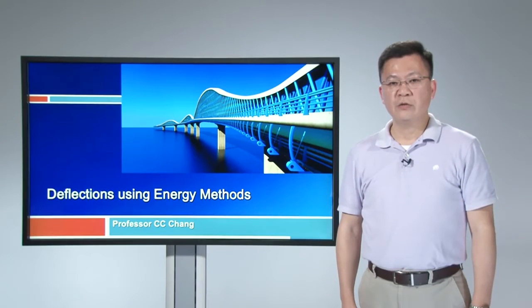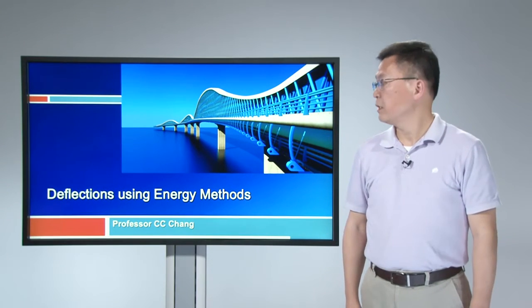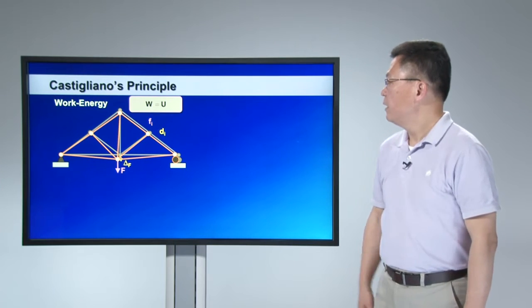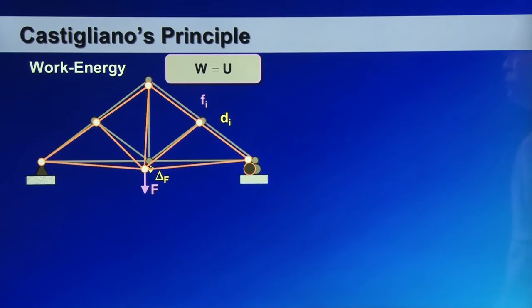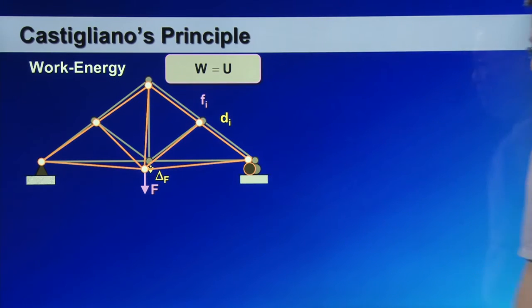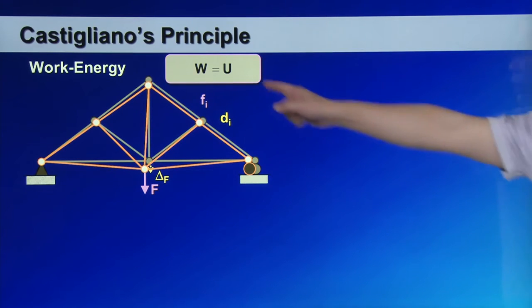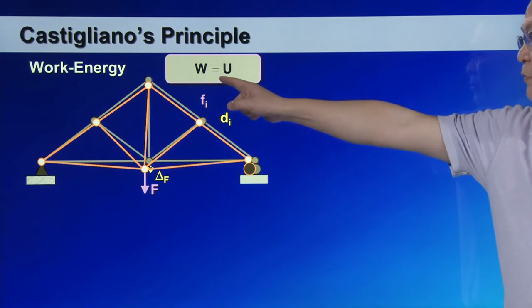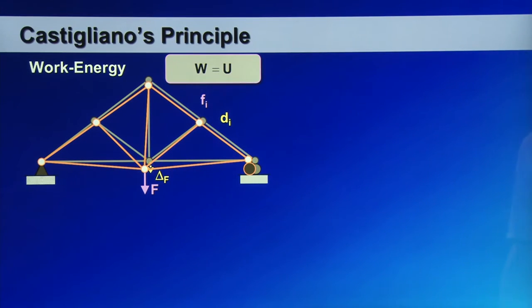I'm going to show you the second energy method called Castigliano's Principle. This principle is also developed based on the work and energy principle. So imagine that I have a structure under an external force F, and the structure has deformed under equilibrium. The work and energy principle says that W, the work done by the external force, should be equal to the strain energy stored inside the structure.